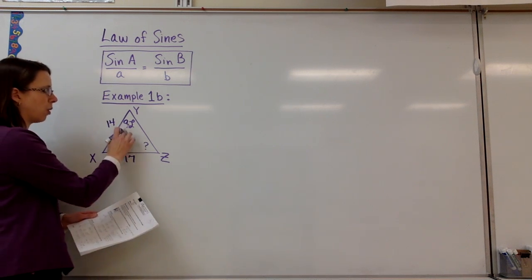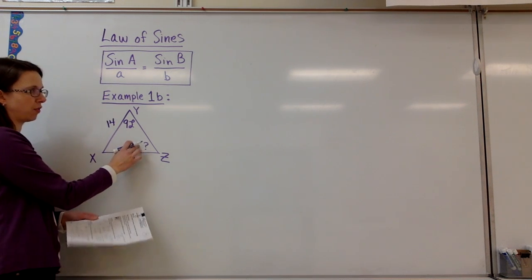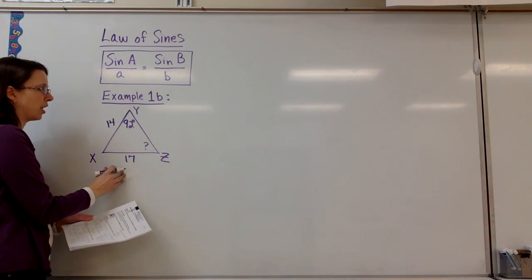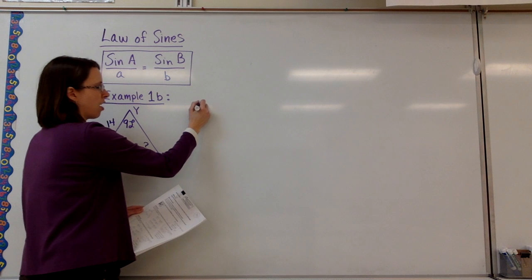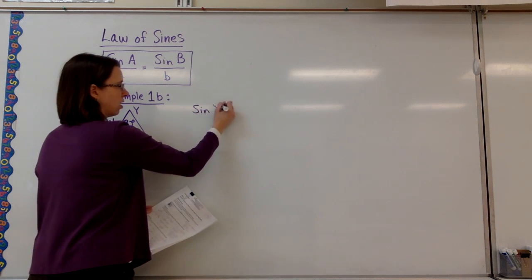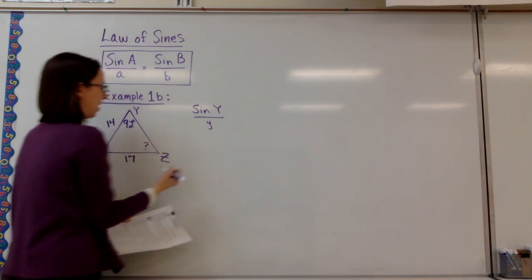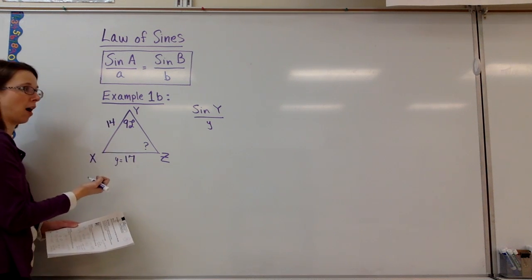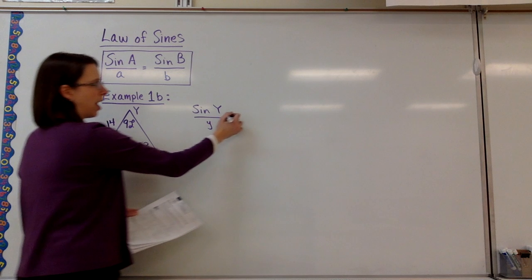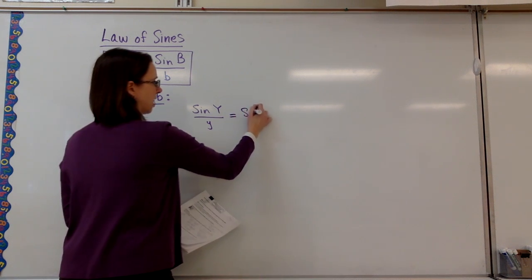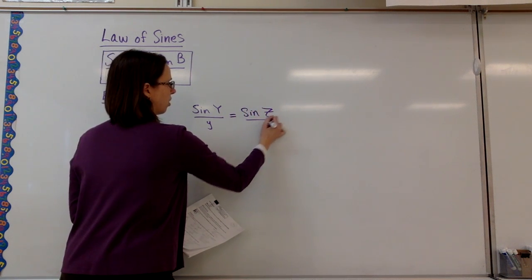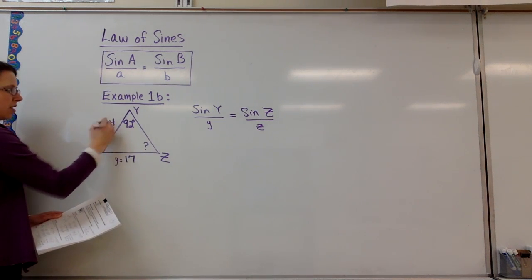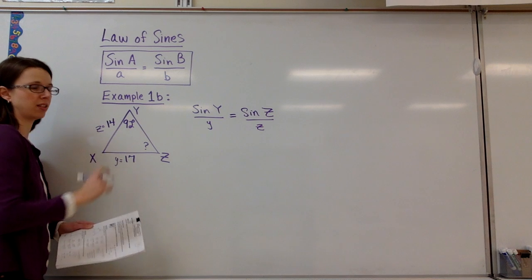So since we know angle Y and angle Z are the angles involved, I'm going to modify my law of sines equation a little bit so that I'm using those letters. Let's start first by modifying that: sine of y over little y. And as we know, little y has got to be that 17 because it's opposite angle y. So sine of y over little y has got to be equal to sine of z over little z. And little z is going to be 14 because that's the side that is opposite angle z.